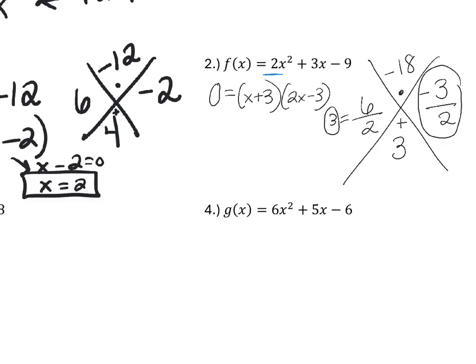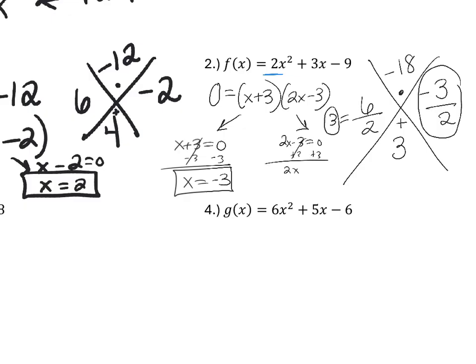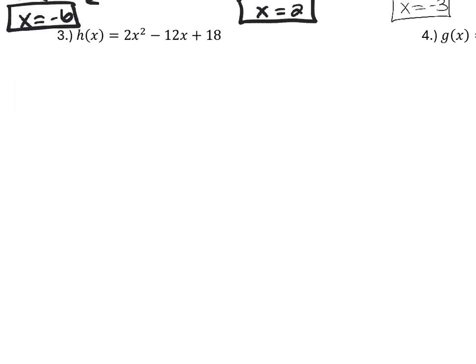To get the actual values of x when we want our zeros, we set each of these equal to 0, so each factor equal to 0. So one will happen at x equals negative 3, and the other one will happen at x equals 3 over 2. So our two zeros occur at those two places. If you have a GCF, you have to pull it out first. Otherwise, your math isn't going to end up correct.